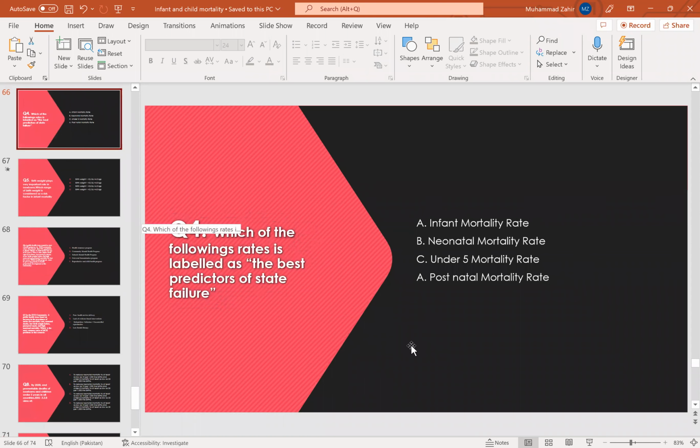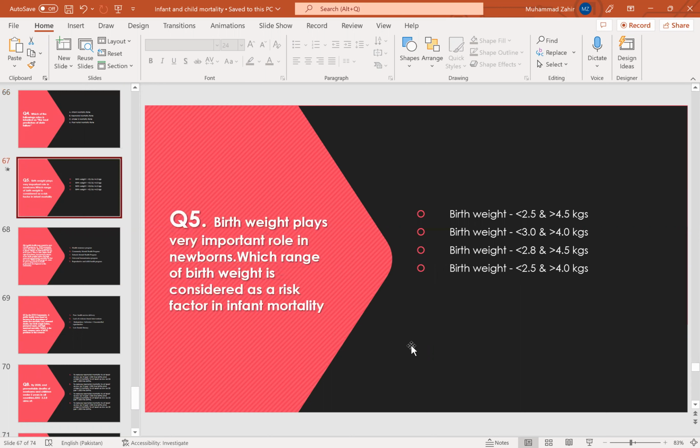Which of the following rates is labeled as the best predictor of state failure? Infant mortality rate, neonatal mortality rate, under 5 mortality rate, and postnatal mortality rate. A, infant mortality rate. Yes, infant mortality rate is the rate because it tells us about the overall health of the society, including mother and child.